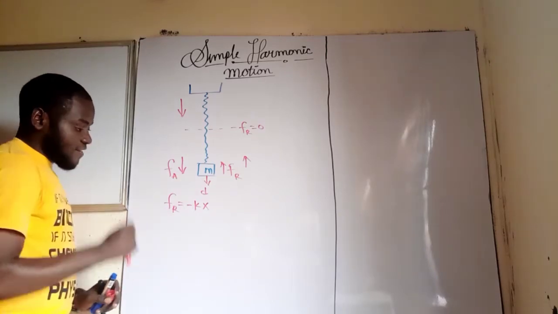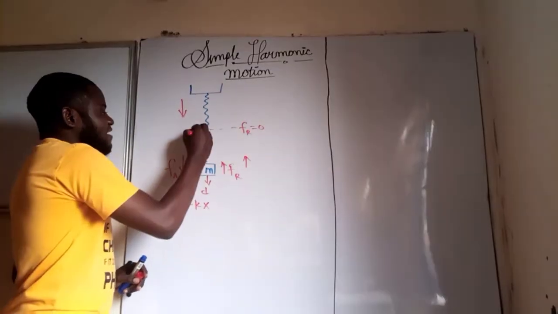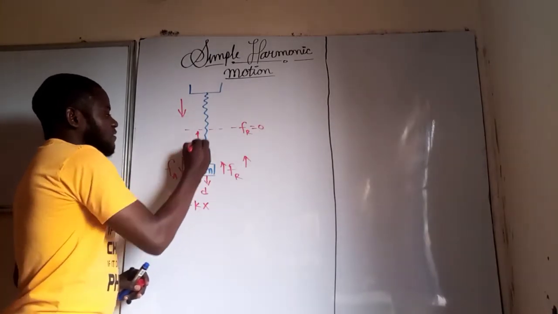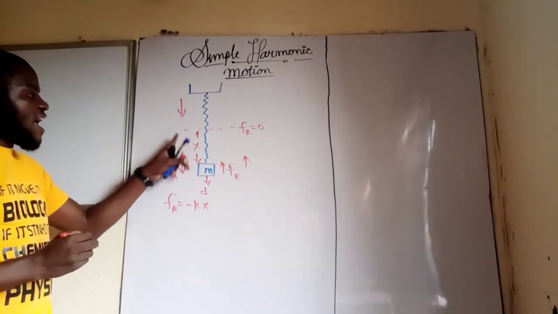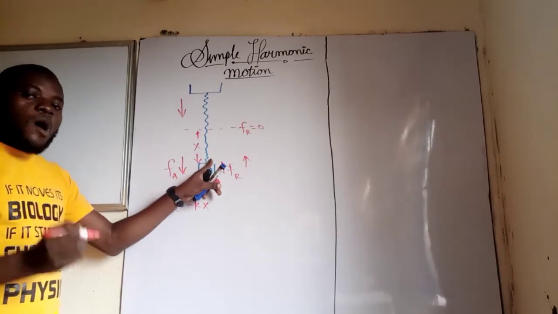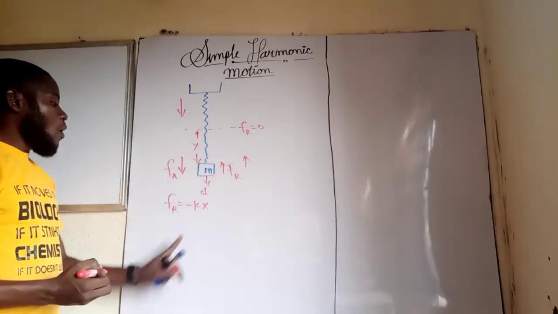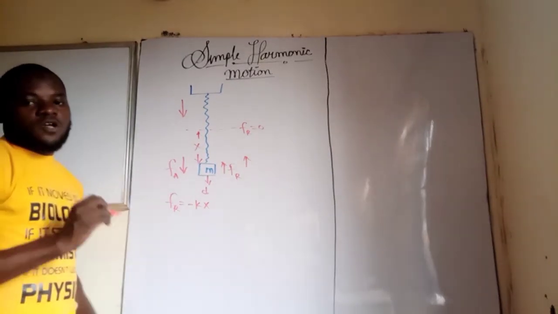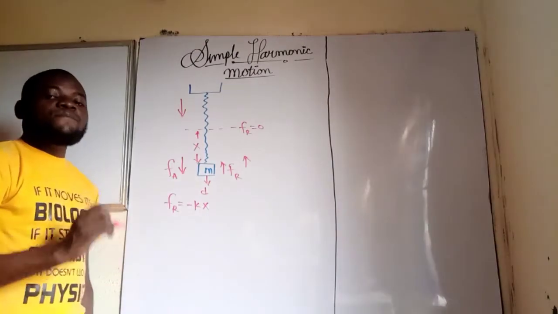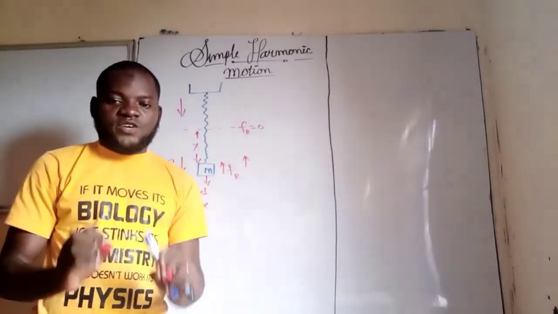Now, let's get something clear here. What is the significance of x? x is said to be the displacement from the equilibrium position to the current position. In other words, we call this one extension. Now, what is k? k is the force constant. Force constant simply means a unit force that will cause a unit extension on the string.